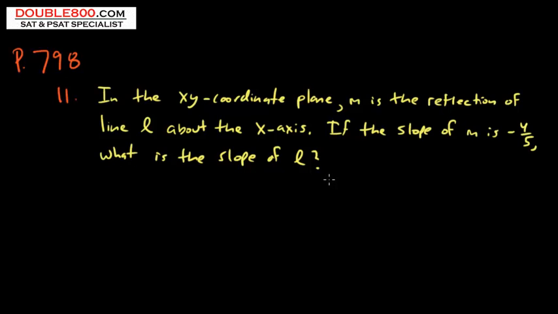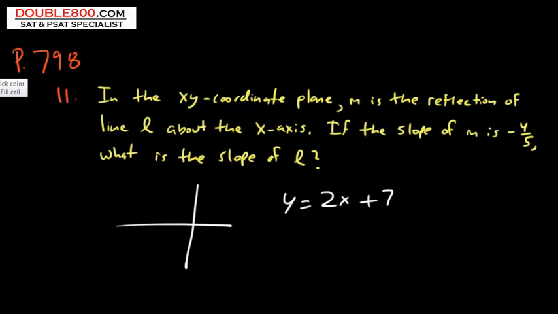This is a common question type, and it literally takes 10 seconds to solve, but I want to explain what reflection means. So on the xy coordinate plane, if we have two lines, and also you should be able to recognize slope-intercept form. So if we have an equation, y equals 2x plus 7, that's given in slope-intercept form, y equals mx plus b. So just to review, the slope is this coefficient, if it's in this form, so the slope is 2.